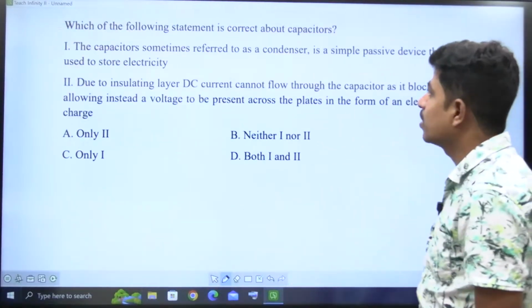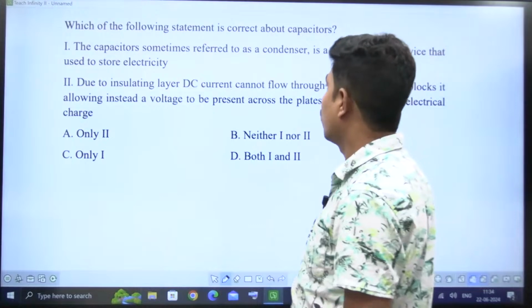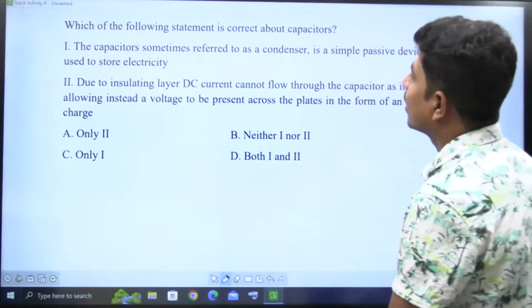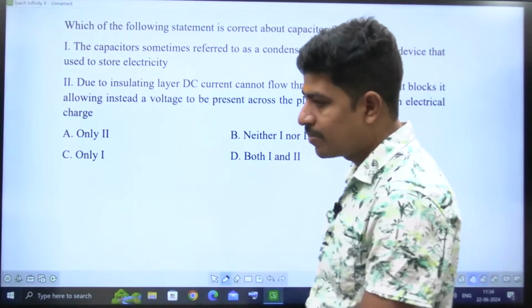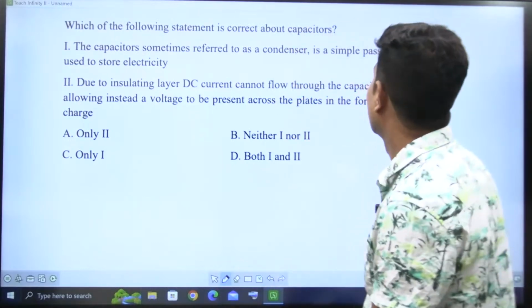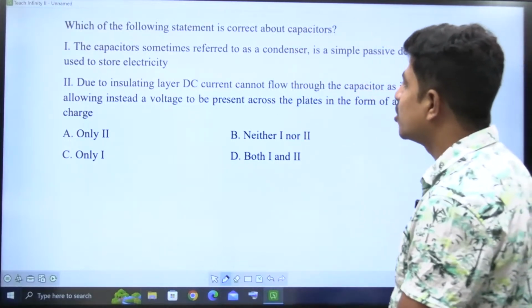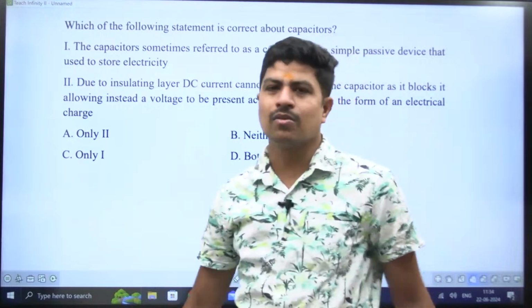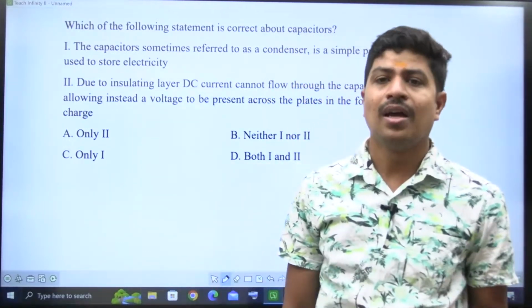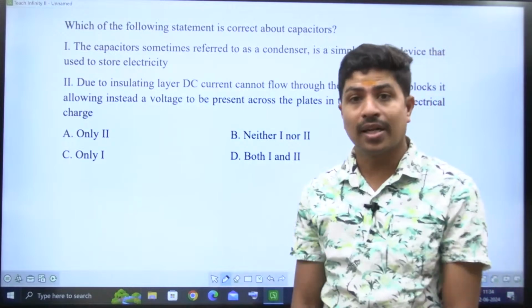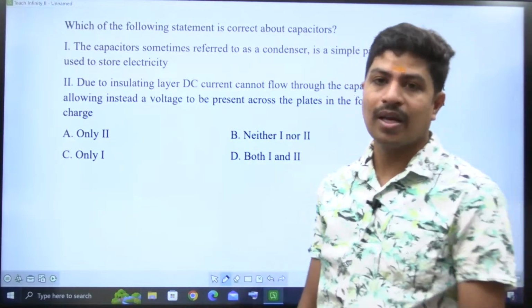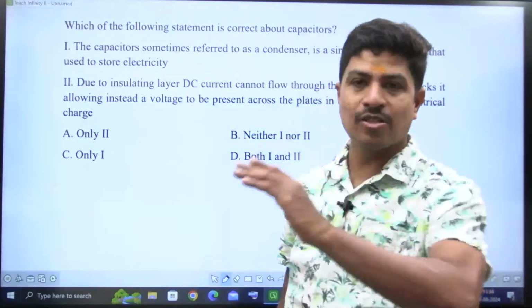The next question, please. Which of the following statements is correct about capacitors? The capacitor is sometimes referred to as a condenser. Yes, it is a simple passive device that is used to store electricity. Yes, a capacitor stores electrical energy in the form of electric field. An inductor stores electrical energy in the form of magnetic field. Okay, R, L, C, these three elements are passive elements, right?